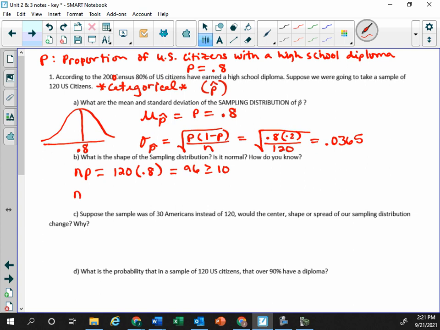And then n times 1 minus p. So 120 times 0.2. What do we get there? 24, also greater than or equal to 10. So you could say the shape of the sampling distribution is approximately normal. And the how do you know is the work you just showed, okay?